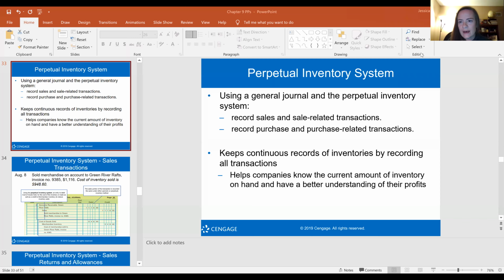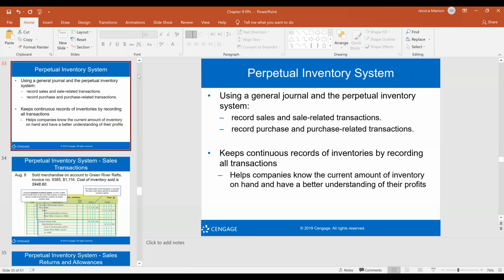Okay, I am going to share my screen with you, and then we'll get the remainder of the chapter 9 PowerPoints pulled up. We went over, basically, slides 1 through 32 for periodic inventory. Now we're going to finish up the rest of this with the perpetual inventory system.